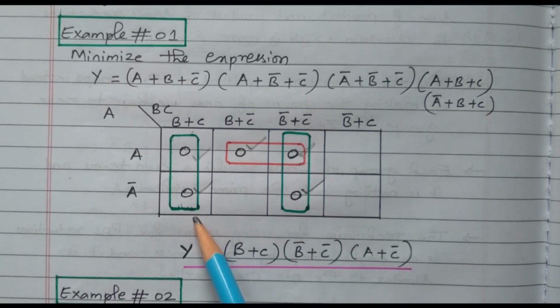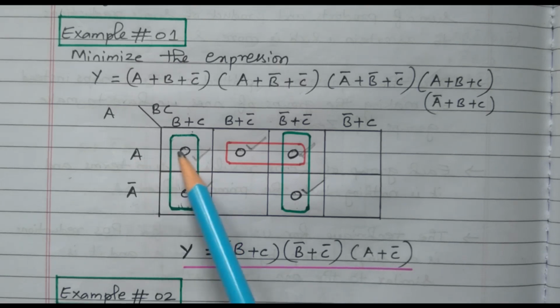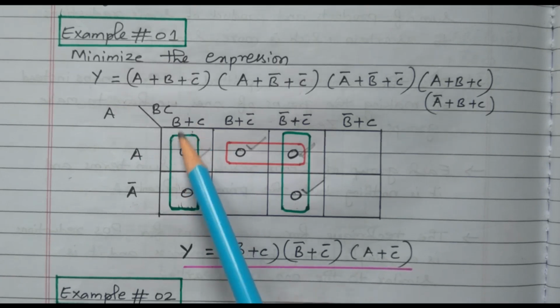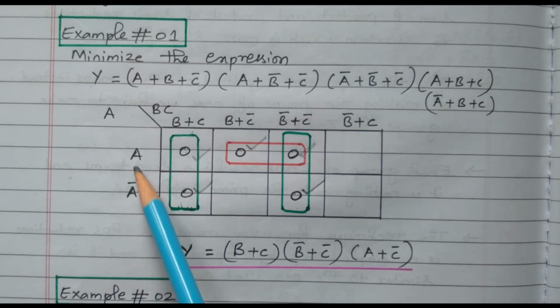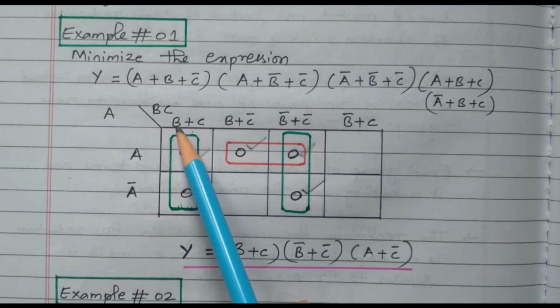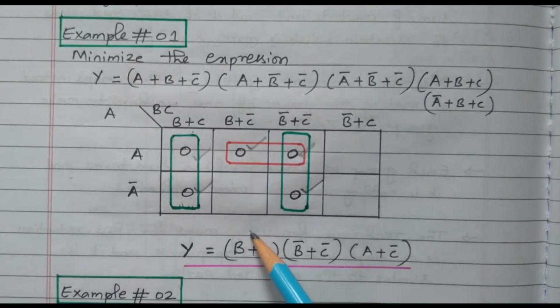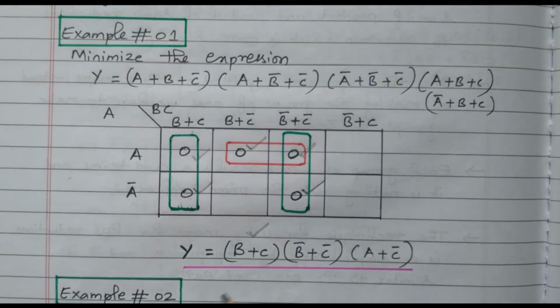Now we can go for the expression. We'll take the first group, right? If it is a 2-cell group, we need to verify the first row and second row. Similarly, the first column, wherever it covers. Here A is available, here A bar is available. So both got cancelled. What is available in the first column? B plus C. So after grouping this, the simplified expression is B plus C.